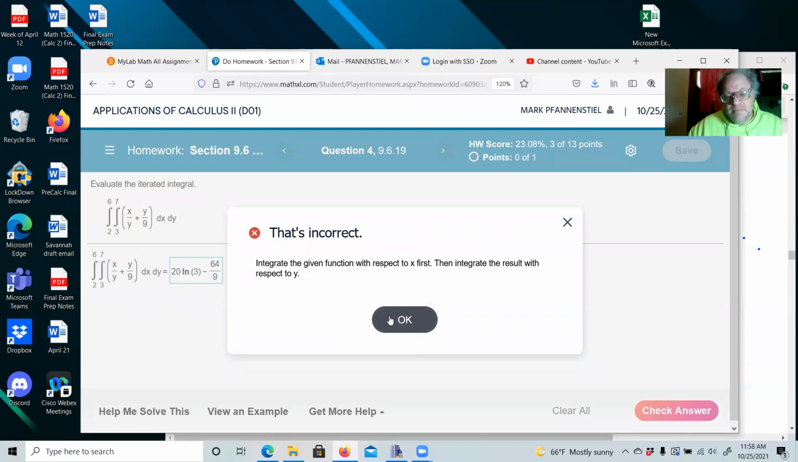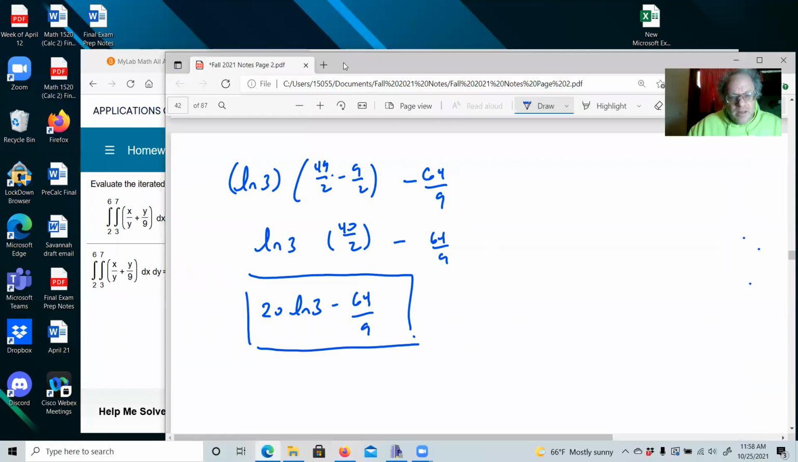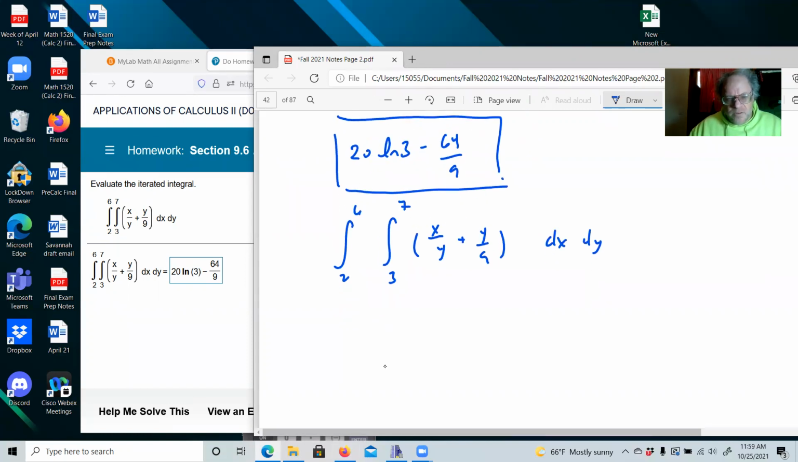Oh, really? Why don't we get to do it again? Okay, what did I mess up? So 2, 6, 3, 7, x over y plus y over 9, dx dy. So this is going to be x squared over 2 plus xy over 9, 3 to 7, 2 to 6, dy.